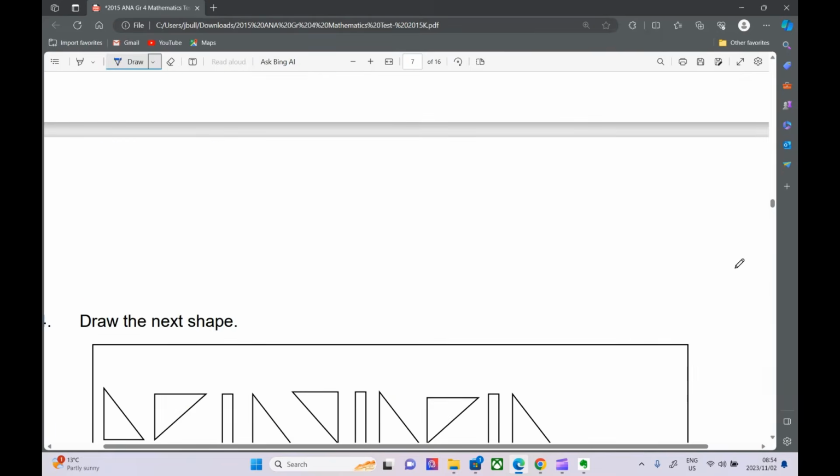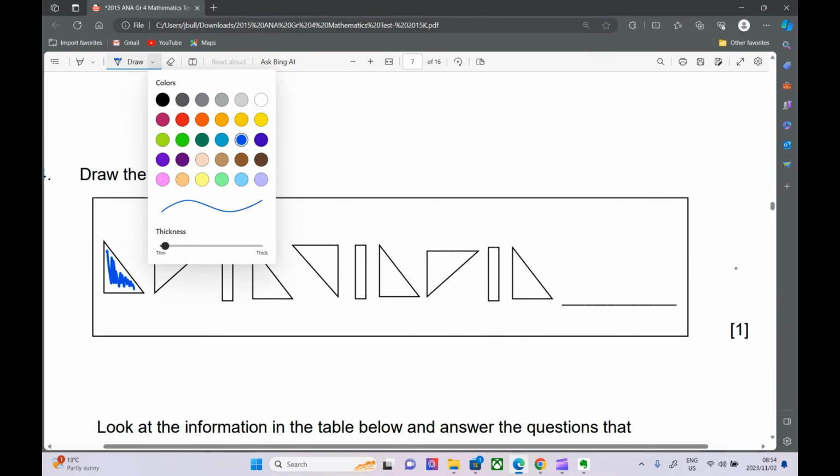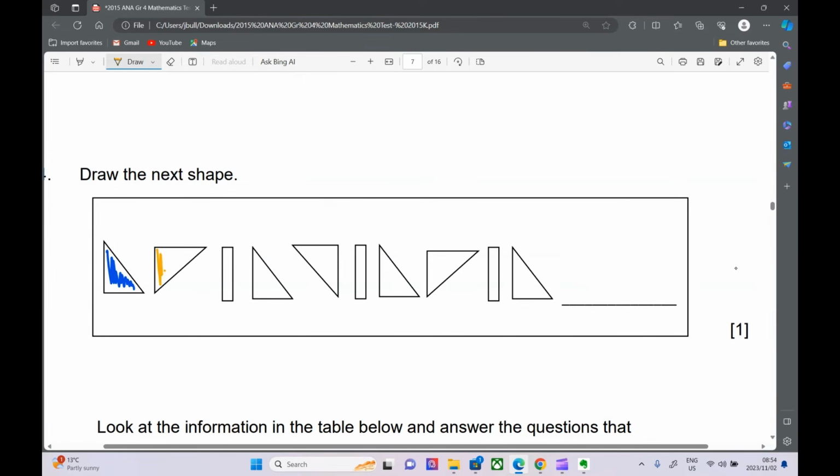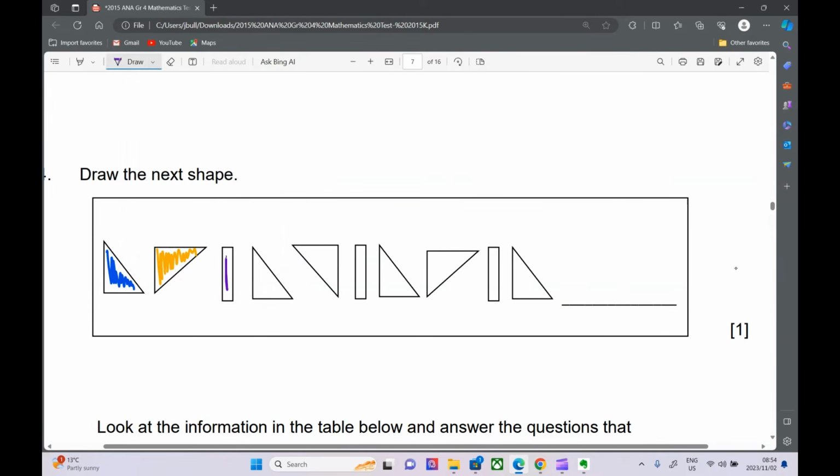Let's keep going. Okay, now we've got a pattern question, so draw the next shape. Okay, so we've got this kind of triangle. Let's color these in. So we've got this one in blue. Then we've got, let's use orange. Then we've got this orange triangle. And then we have this block, which is purple. Okay, so that's kind of the start of the pattern.